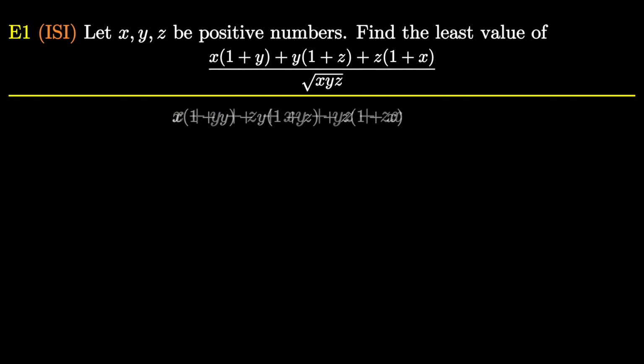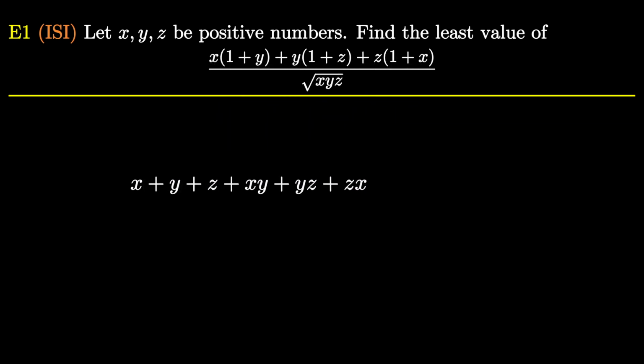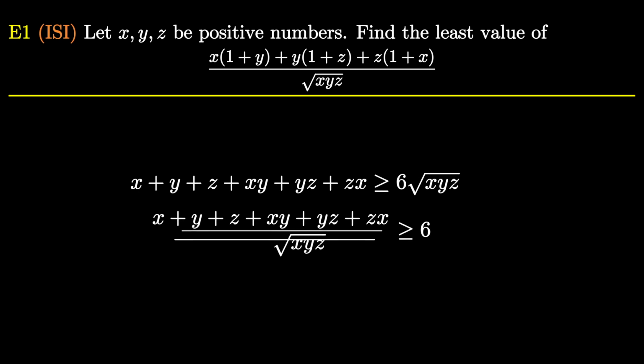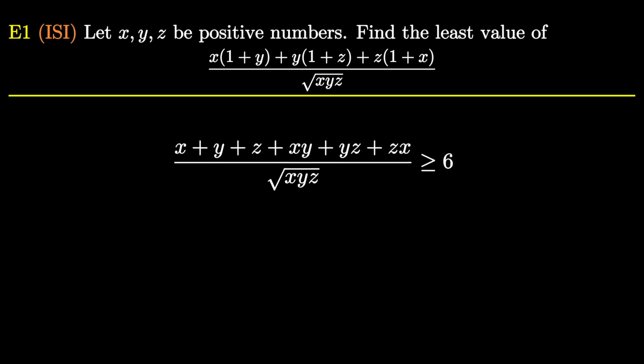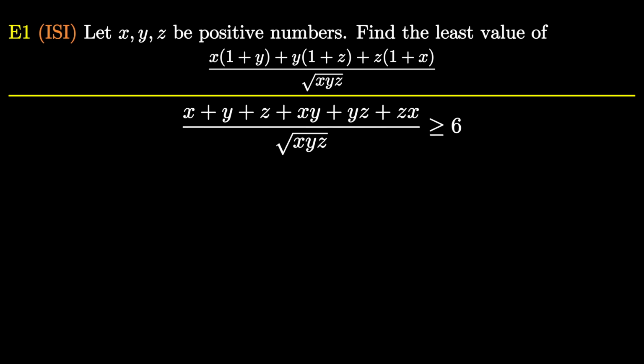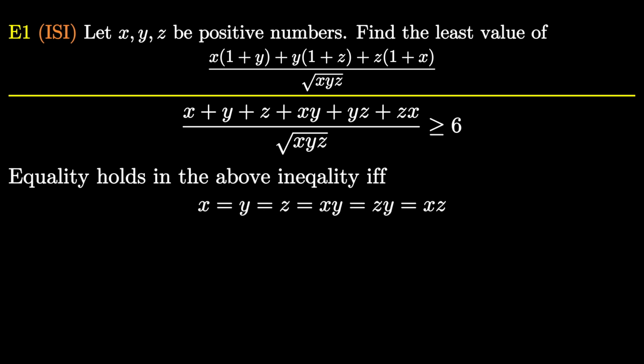We simplify the numerator and we get 6 terms. If we apply the AMGM inequality on these 6 numbers, we get x plus y plus z plus xy plus yz plus zx is greater than or equal to 6 square root of xyz. Thus we get the given ratio is greater than or equal to 6, but don't hurry in concluding that the minimum value is 6. We have to show that there exists some x, y and z for which the equality holds. As we know, the equality holds in AMGM inequality if and only if all the numbers are equal.